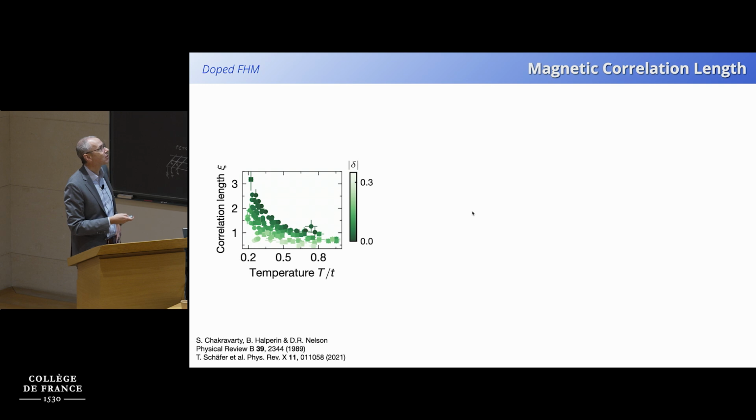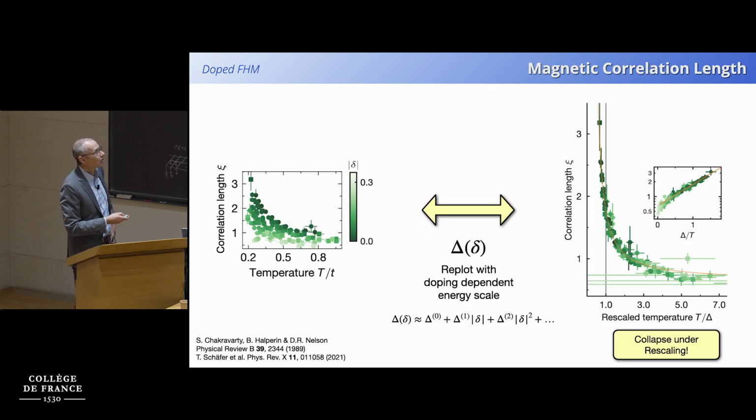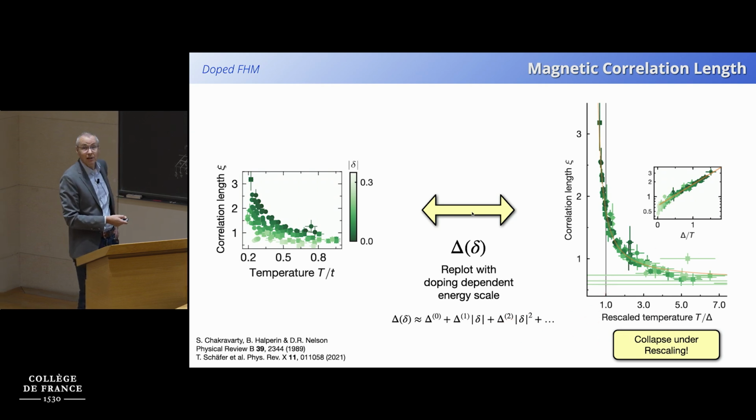You don't see any order in the system. So now we came up with the following idea. Let's try to replot the data by introducing a new energy scale, just doing a linear expansion which depends on doping, thinking of this energy scale as some function of doping, and just doing some Taylor expansion. And can we find parameters here such that if we replot this data, the data collapses? And it turns out this actually works extremely well.